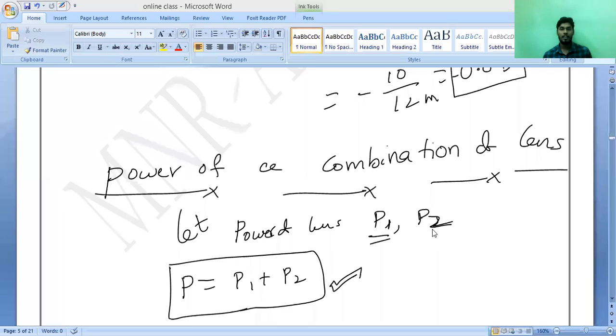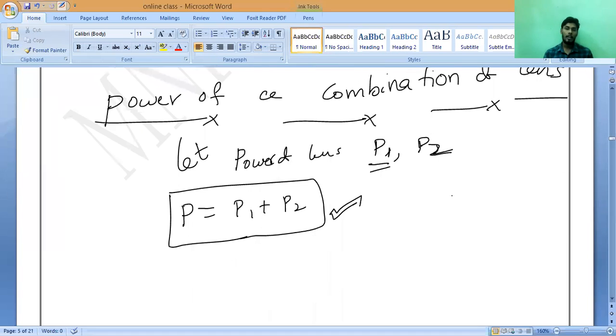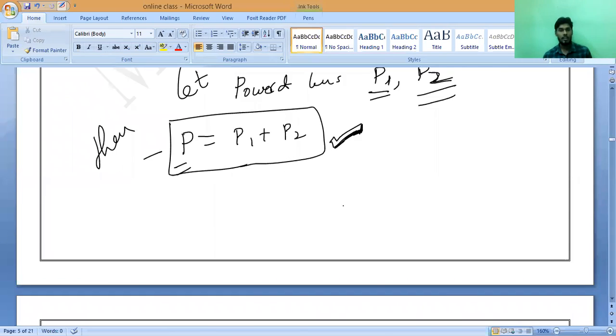Example. So you can write, let powers of the lenses be P1 and P2. Then the power of the combination of lenses, P, is equal to P1 plus P2. All of you write this formula: P is equal to P1 plus P2. Understand?